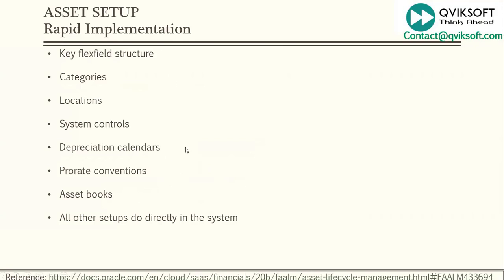If you notice all these top 7, it almost covers your complete fixed asset implementation. If you can do this through rapid, then your implementation time can be very, very fast. And there could be some additional lookups and some other minor descriptive flexfields which you need to define that you can do directly in the system.